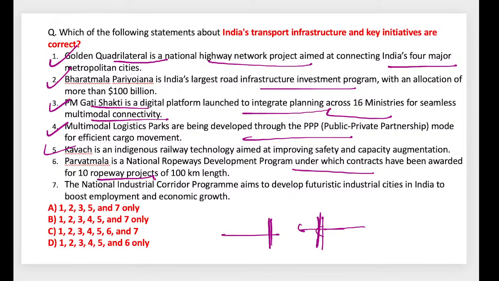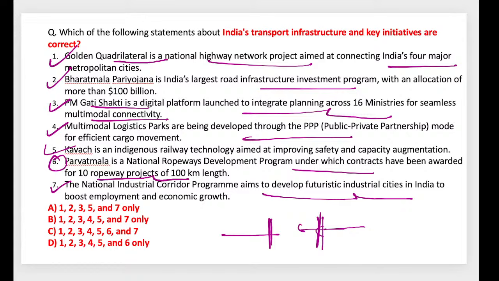Okay, now this is something, it can be कितना था ये 6 ropeways. Okay, we have to cross check this one, means this can be doubtful or this can be right also. Do we have all 1 2 3 4 5 6 7? नहीं, all तो है नहीं. The National Industrial Corridor Program aims to develop futuristic industrial cities आपका to boost employment. This is also correct.